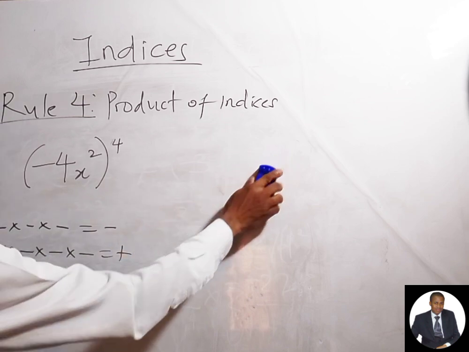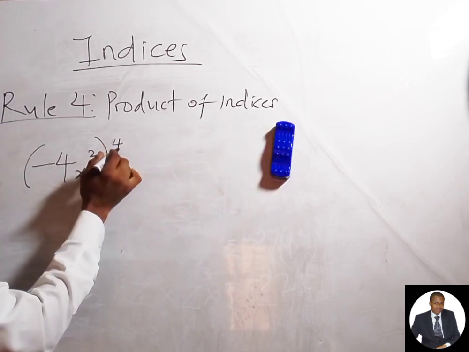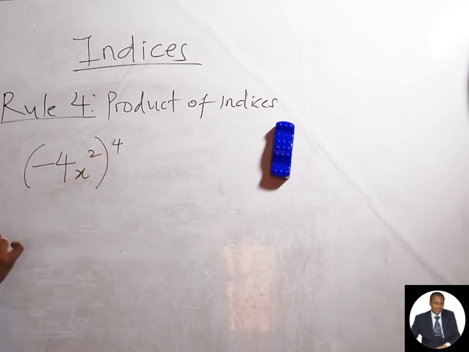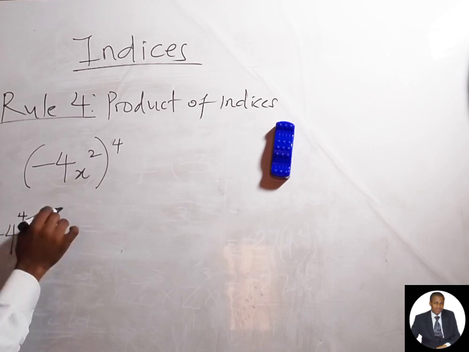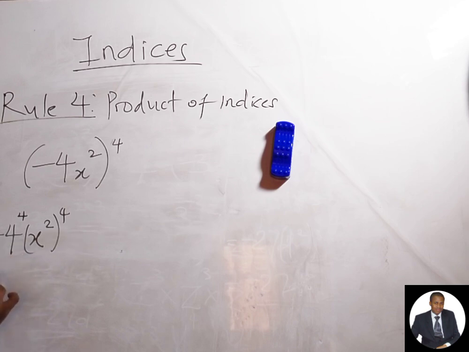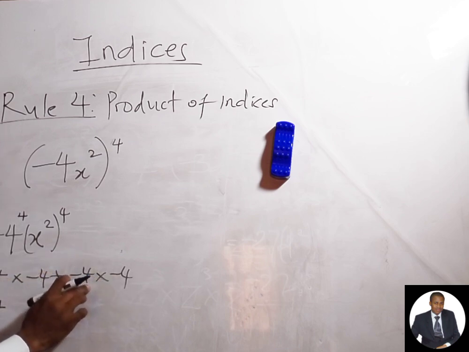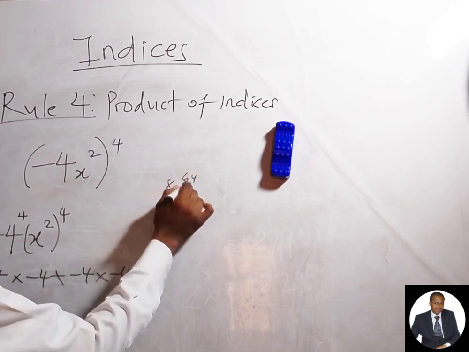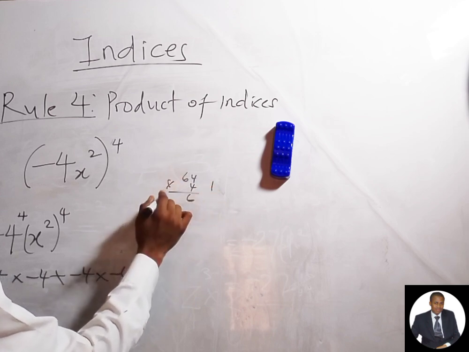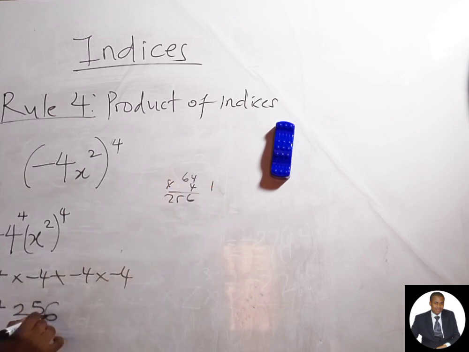So negative sign in even number places will be positive. So what we have here is minus 4 to the power of 4, then x squared to the power of 4. That's the meaning of this. So we have minus 4 times minus 4 times minus 4 times minus 4. So it's going to give us plus, because minus times minus is plus, plus times minus is minus, minus times minus is plus. 4 times 4 is 16. 16 times 4 is 64. And 64 times 4, 256. So we have 256.